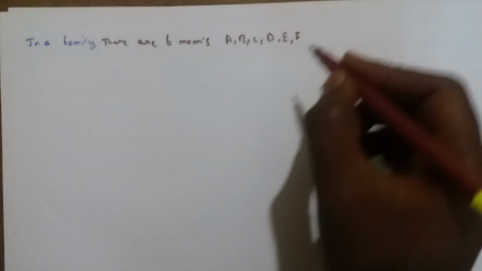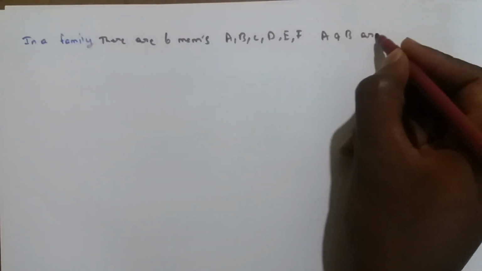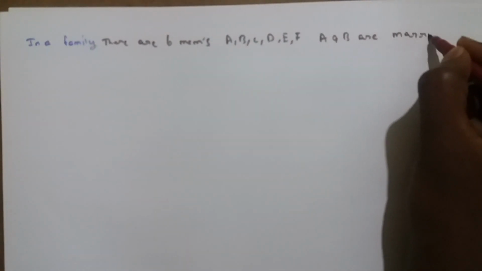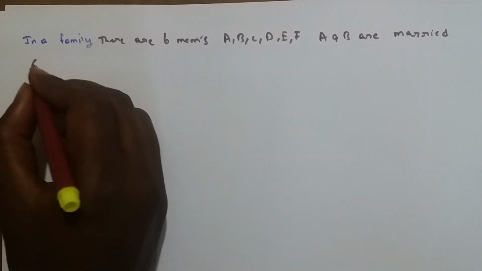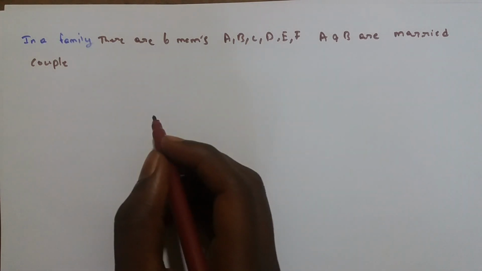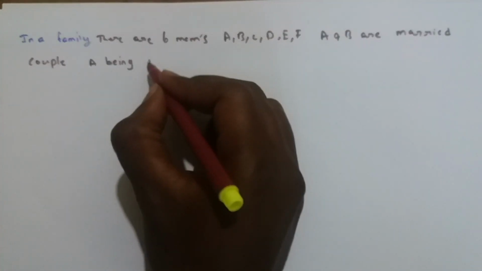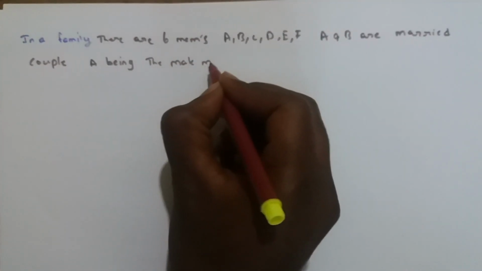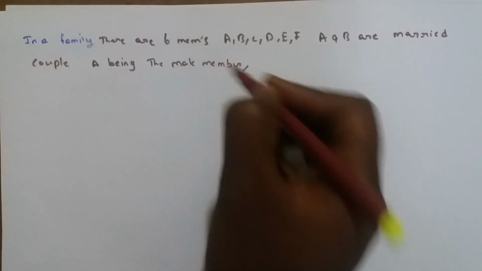A and B are a married couple. A being the male member.